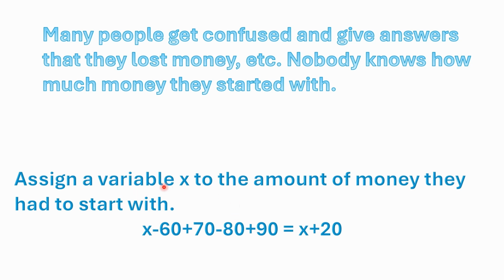It doesn't matter. So here, I assign a variable x to the amount of money they had to start with because I have no idea. And you go through the math. X minus 60 plus 70 minus 80 plus 90 equals x plus 20. What does that tell you? It says no matter how much money they started with, they're going to get X plus 20. They're going to have $20 more than what they started with.